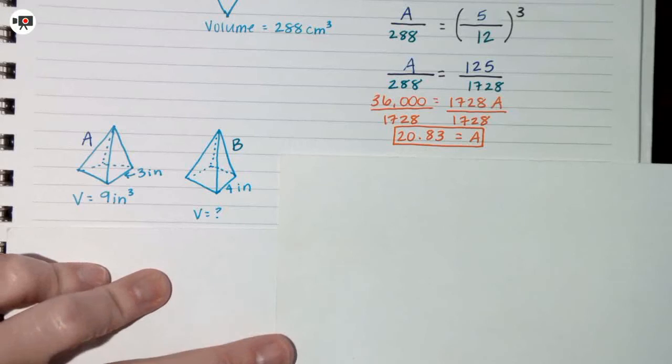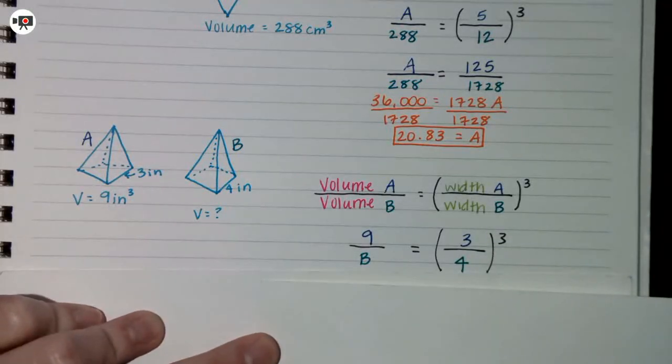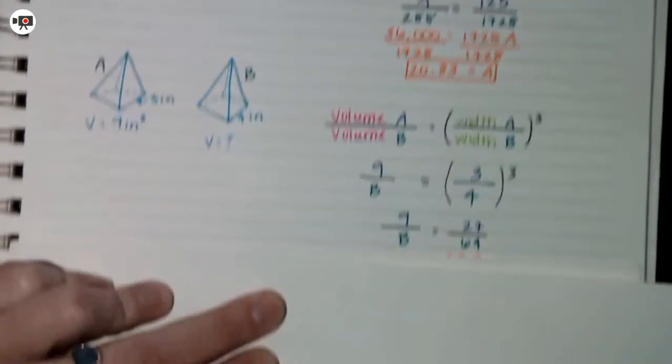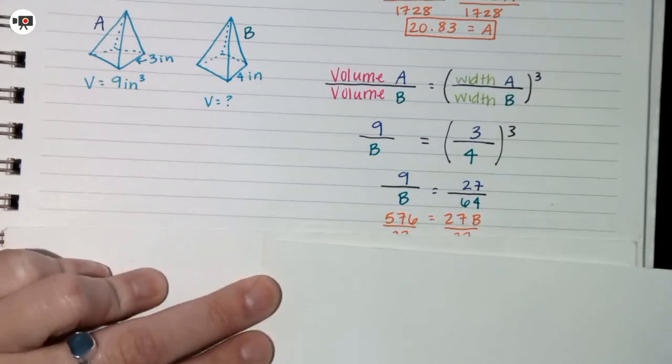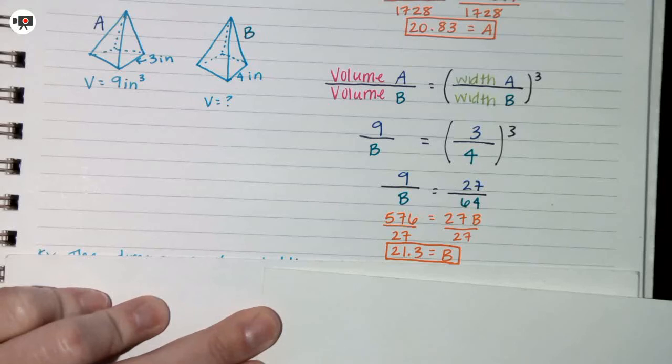For these square pyramids, filling in my volumes, 9 over B equals 3 over 4 cubed. 3 over 4 cubed is 27 over 64. Cross multiply and solve for B, and B is 21.3.